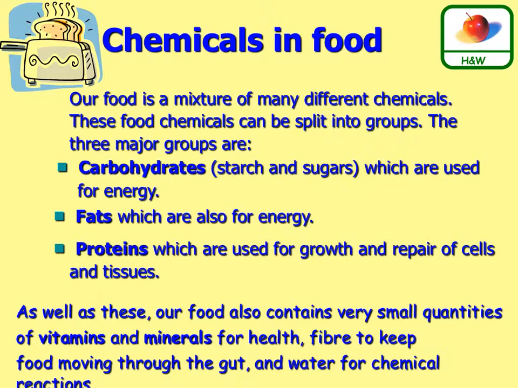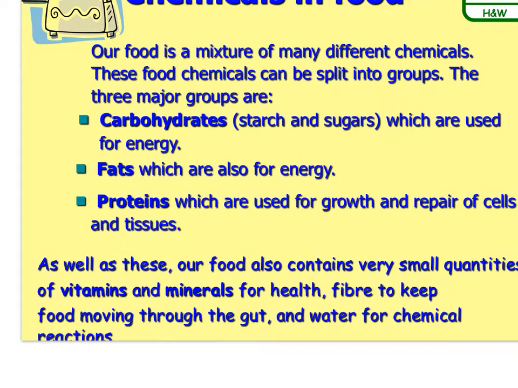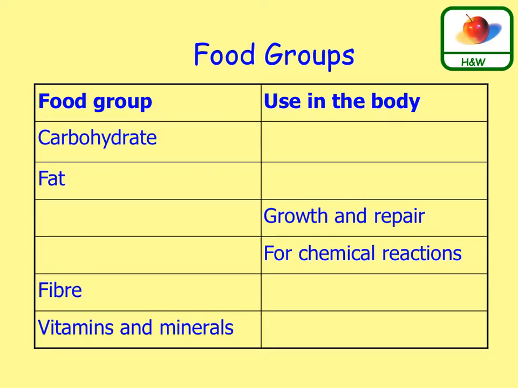and so on. As well as these foods, you also need to have foods that have got small quantities of vitamins and minerals for health. And fibre's got to be there because fibre helps your gut to move properly. And water is needed too for chemical reactions. So you'll have this table that's in your notes. You'll be able to fill that in from the information that I've just given you. So we're going to go on and have a look at vitamins and minerals.